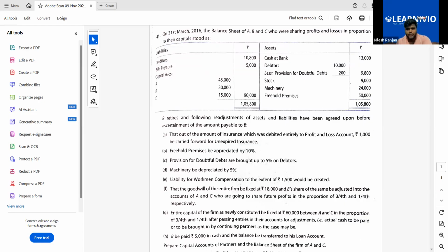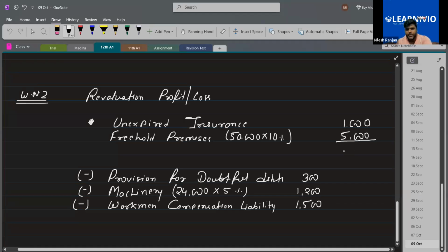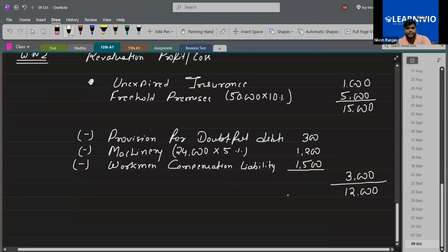Okay. So now it is 15,000 here. And if you add these three, you'll get 3,000. So revaluation profit is 12,000. Revaluation profit.